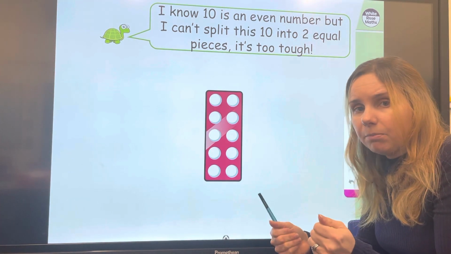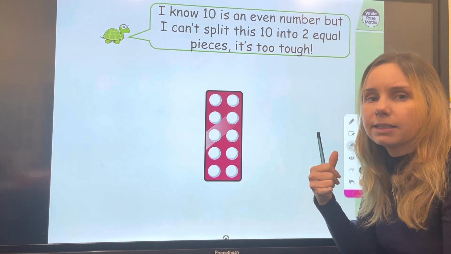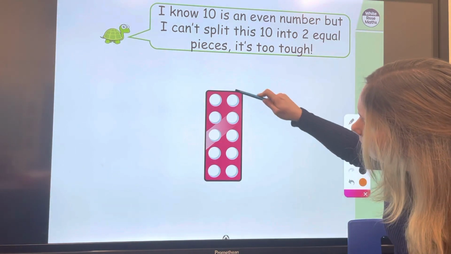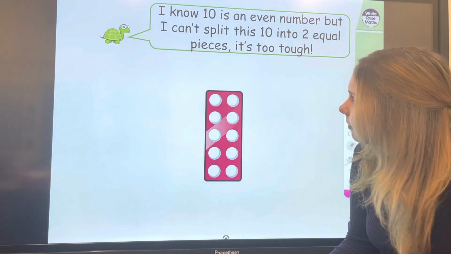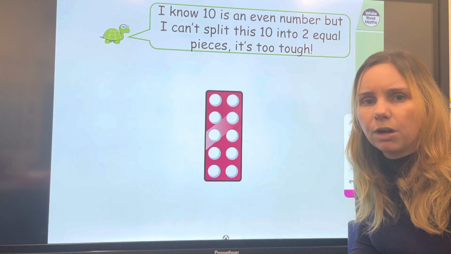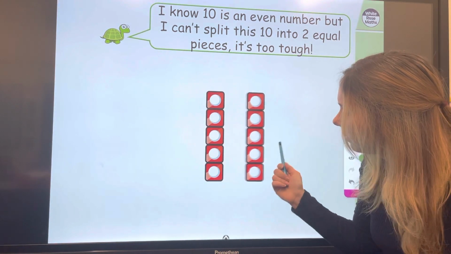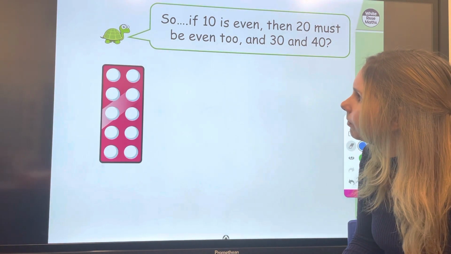So how would you put this 10 into 2 groups? I know it's even because when I call Mr. Even, 2, 4, 6, 8, 10, he will answer. I know 10 is in my 2 times table, but how would you put this into 2 groups? What would it look like? Hopefully you said you'd break it into 1s and then you'd have 5 in one group and 5 in another group. So you can just break the number down.